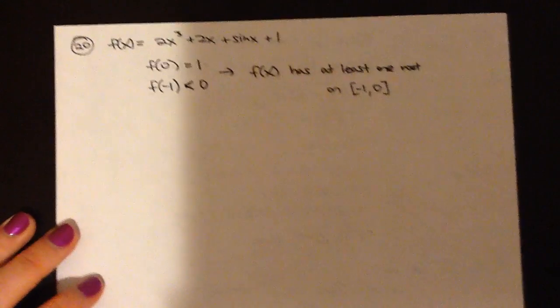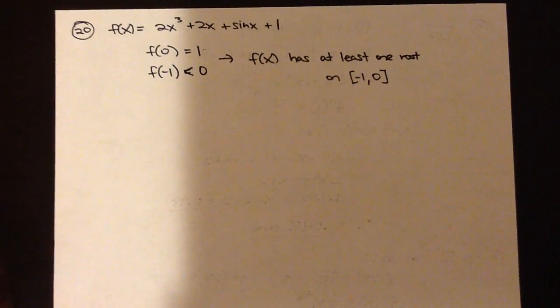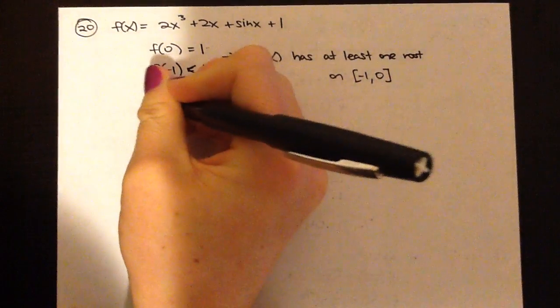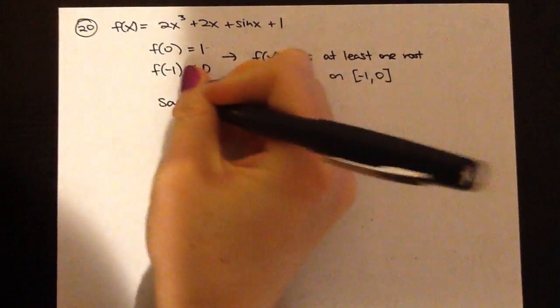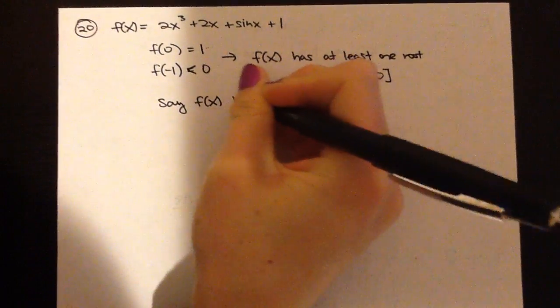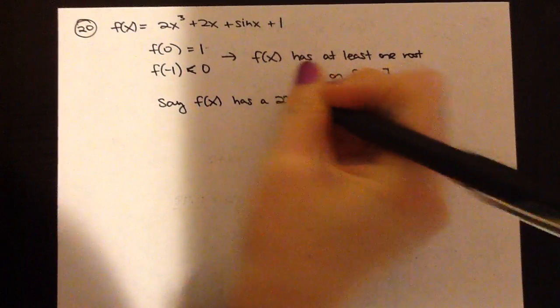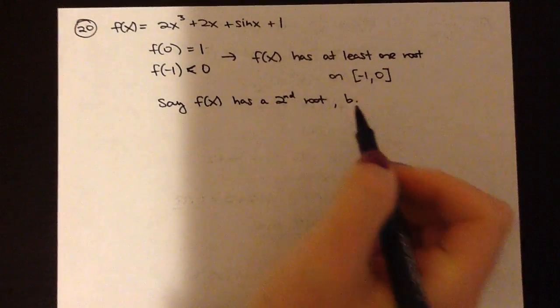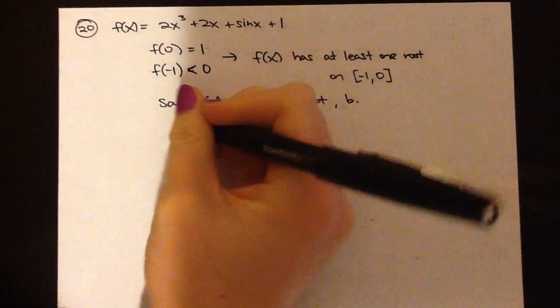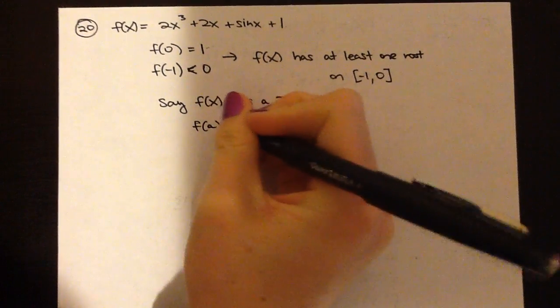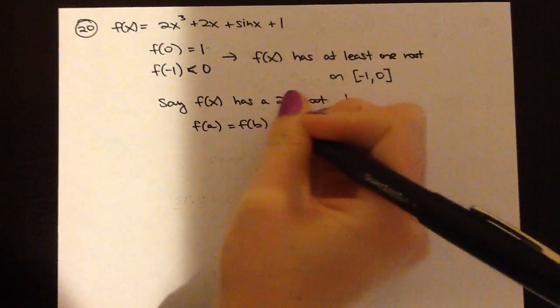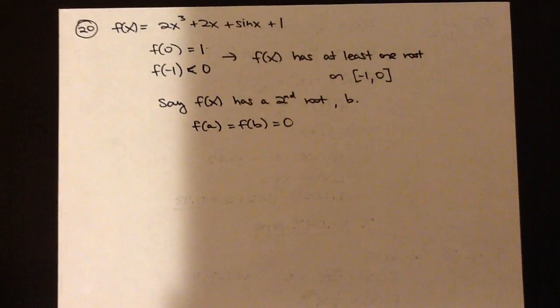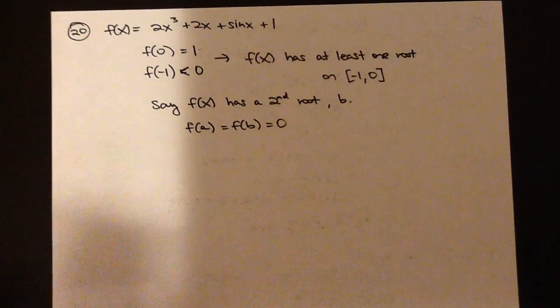Okay, so somewhere on that interval, we know that f of x has at least one root. What we're trying to do is prove that it has exactly one root. All right, so let's say that it has a second root, we'll call it B. So we'll call this one A, we'll call this one B. What that would mean is that f of A would be the same as f of B, which would of course be 0. If they're both roots, they're both x-intercepts. If I plug in A or if I plug in B, I get 0.